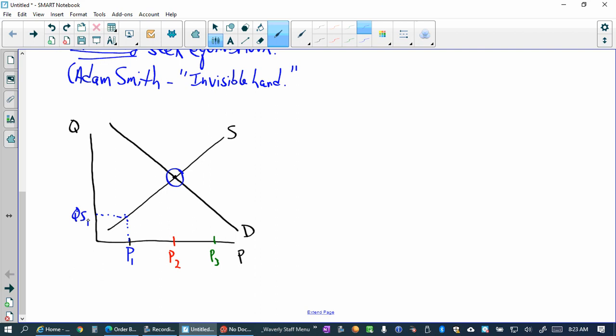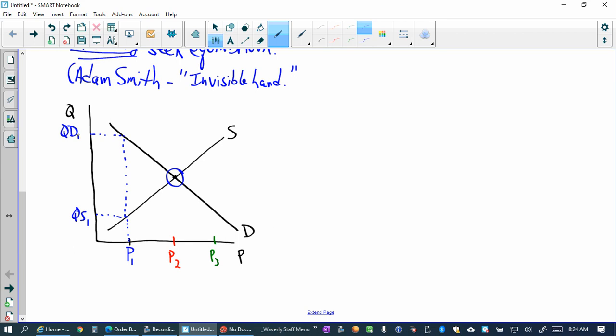And then if we keep going up here, well, I should have made this a little column. Let me put my Q up here. So if we keep going up to the demand curve for this and go over to the axis, this will be quantity demanded 1.